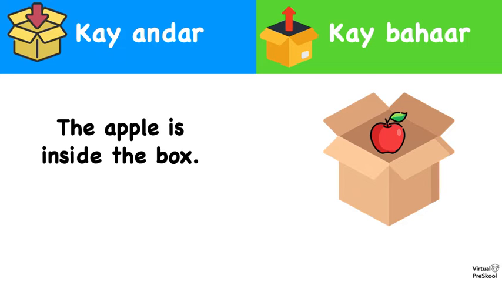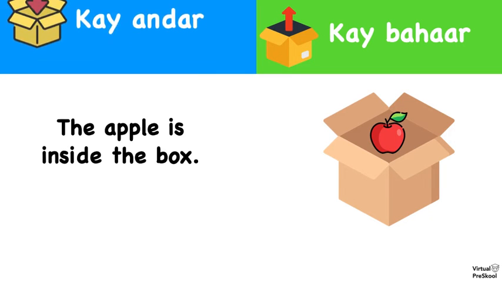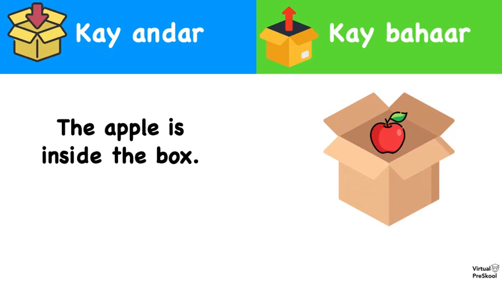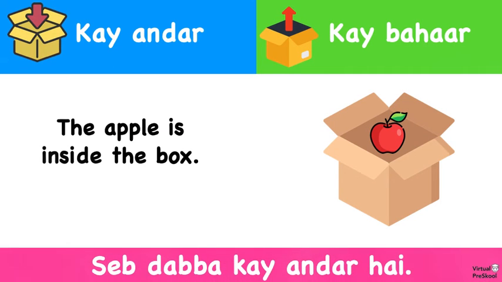Let's do another one. The apple is inside the box. So, do we need a ke andar or ke bahar? Ke andar, right? And you know how to say apple, and box is dabba. So how do we say the apple is inside the box? सेब डब्बा के अंदर हैं. So apple is सेब, डब्बा is box. सेब डब्बा के अंदर हैं.